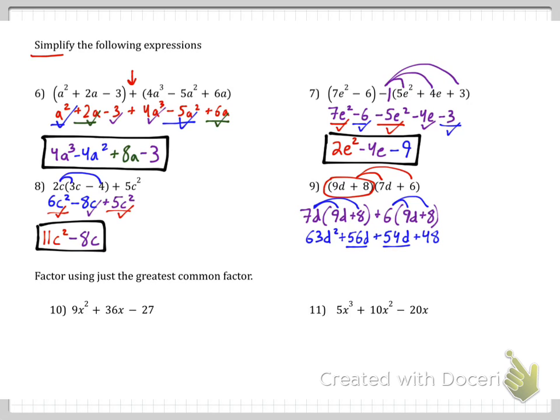Combine like terms. And we get 63d squared plus 110d plus 48. And that's our answer.